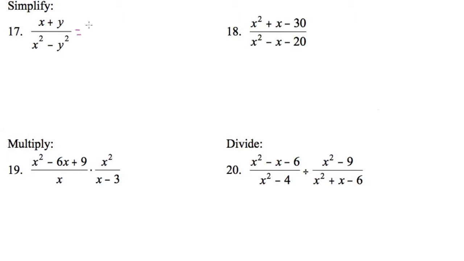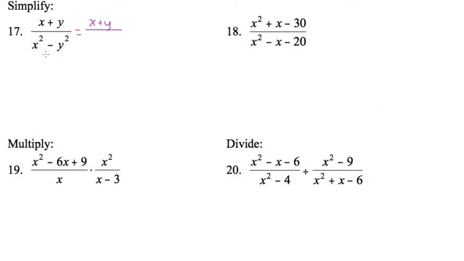You cannot cancel. A lot of people just want to cancel this x with one of these x's and leave one x on the bottom. You can't cancel with rationals if you have adding and subtracting unless you factor first. So you really want to factor first. Okay, this top will stay x plus y. And this bottom needs to be factored.